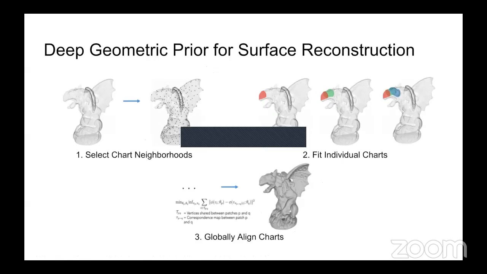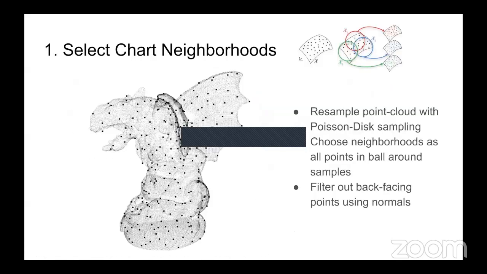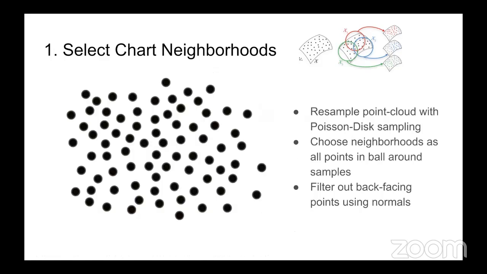The method works in 3 steps. First, given an input point cloud acquired from a scan, the method chooses neighborhoods. It does this by choosing seed points, which are a fixed distance apart, and considering all points within a ball of radius r around those seeds.